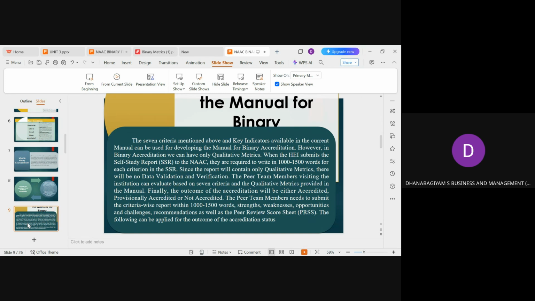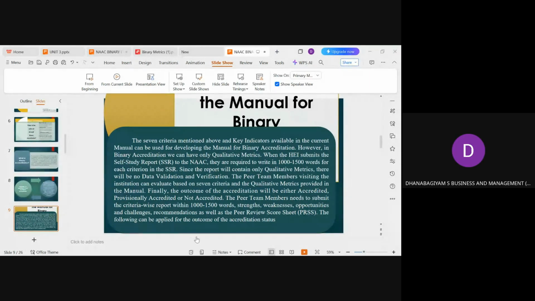But when you look into this binary accreditation process, basically, ma'am, I hope my voice is audible now. Is it clear now? Yes, ma'am.